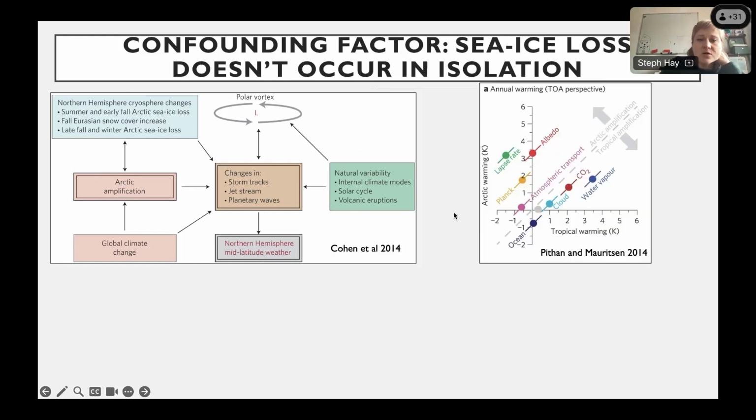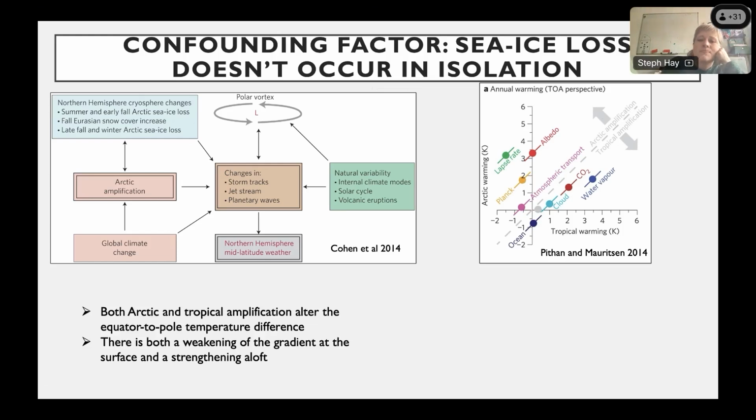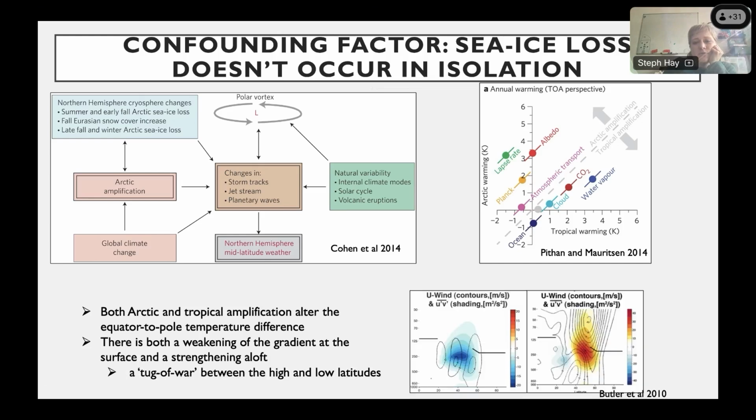But at the same time, you have global climate change occurring. And in particular, you have tropical amplification. So what I'm showing here is this idea that certain forcings and certain feedbacks might create more tropical amplification or Arctic amplification. The feedbacks below the line are ones that would favor tropical amplification over Arctic amplification. And what you then get is an alteration of the temperature gradient that doesn't just occur due to Arctic amplification, but also due to warming in the tropics. And so you get a weakening of the gradient at the surface and then a strengthening aloft. And so this gets this tug-of-war idea between the high and low latitudes.